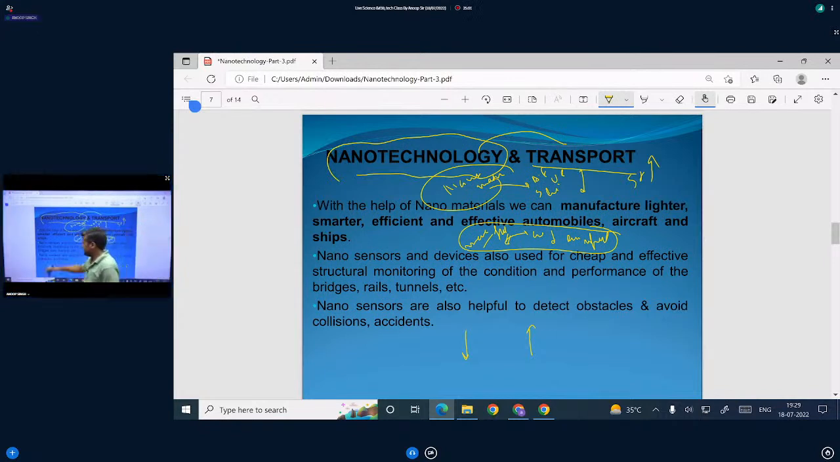Next, with the help of nano sensors and devices, we can also put eyes on tunnels, bridges, and railway tracks.